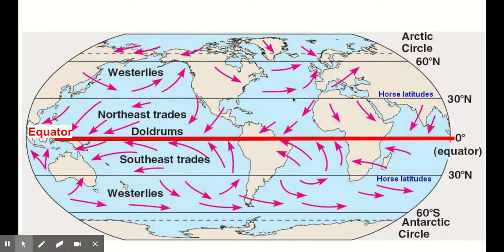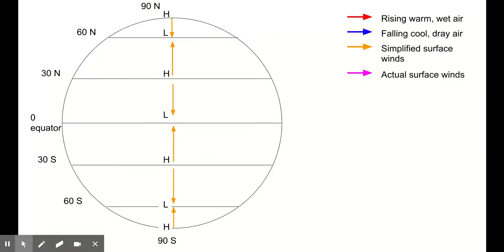We see in this band a lot of winds that are kind of blowing towards the southwest from the northeast. Here I see a lot of winds that are blowing towards the northwest from the southeast. So what's going on here? Well, if we look at this simplified surface wind model, we have to take into account something, specifically the spin of the Earth. The Earth is constantly spinning, like that.